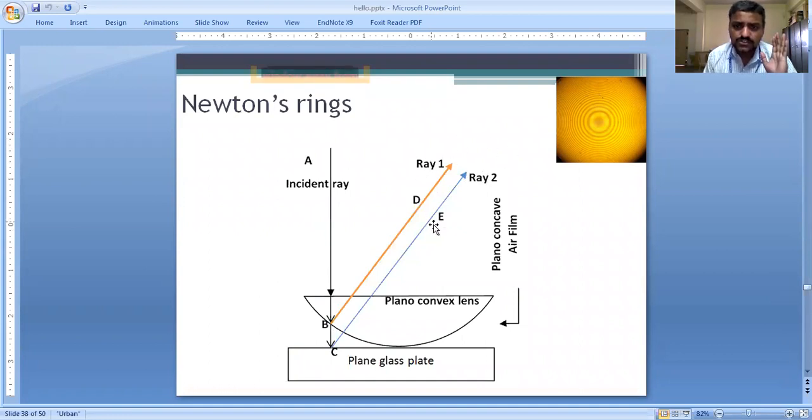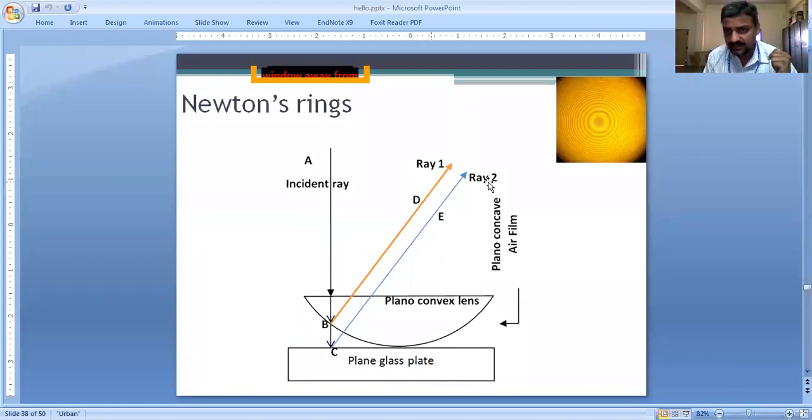Okay. So these two rays, ray 1 and ray 2, are generated from the same single parent ray, and they are having constant path difference or phase difference, whatever you say, because the gap between B and C is not going to vary with time. No matter whether you measure it right now or after a few seconds, unless you disturb the lens, the distance is not going to vary, right? So path difference is going to remain constant, phase difference is going to remain constant, and both rays are having same wavelength, and hence they will be coherent sources. So these two coherent sources are going to interfere in the field of view of the observer or microscope.